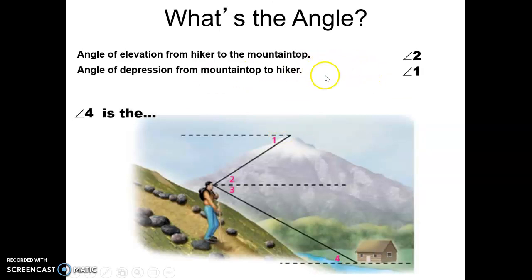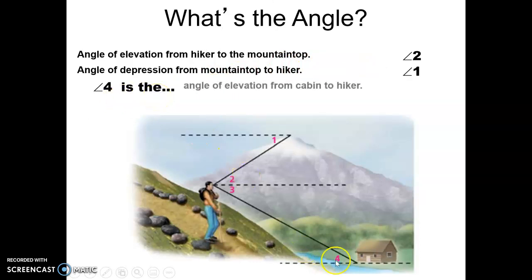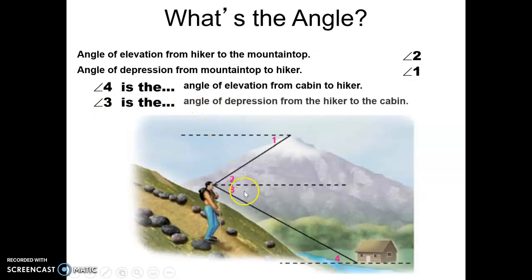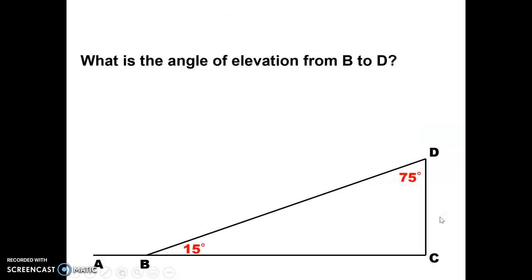Now, finish this sentence. Angle 4 is the blank. Well, it is the angle of elevation from the cabin to the hiker. Finally, angle 3 is the angle of depression from the hiker to the cabin. Great. Now you are a master of that vocabulary. So let's check this one out.